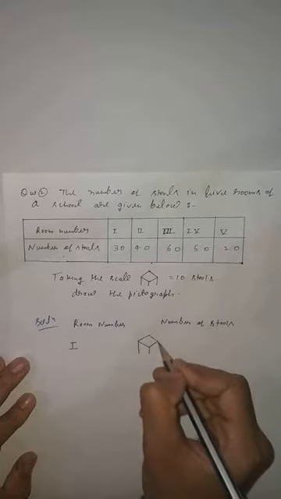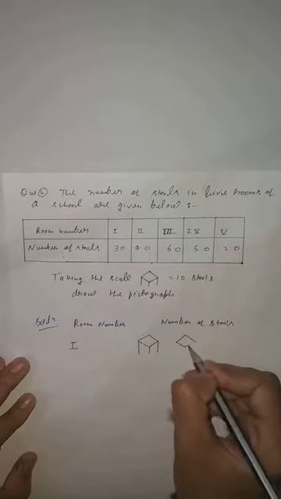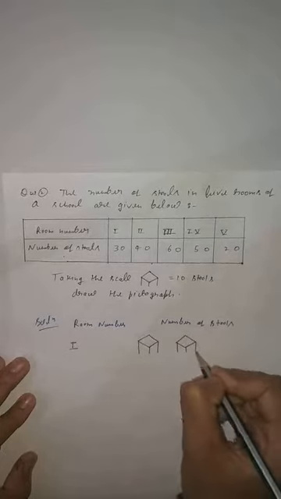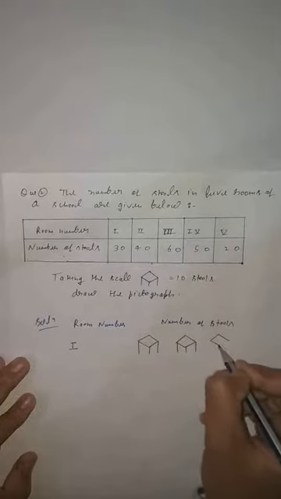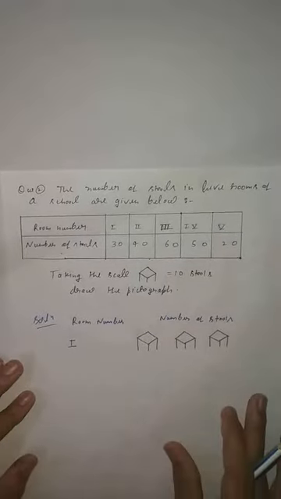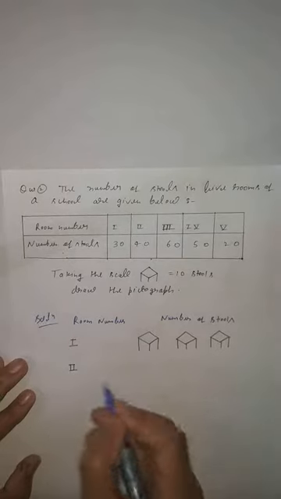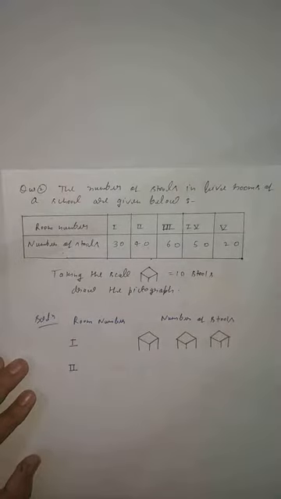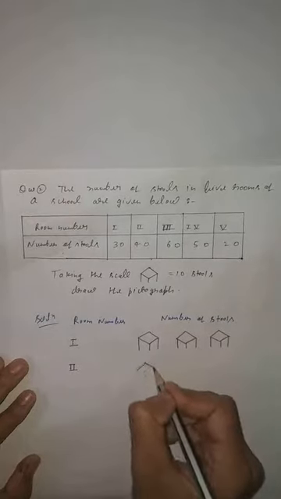1, another one you will draw, 2, another you will draw. This is your 30, because 1 stool represents how many? 10. Clear, students? Now come to room number 2. Room number 2 has 40 stools. So how will you draw? You will draw 4. Simply you will draw 4.